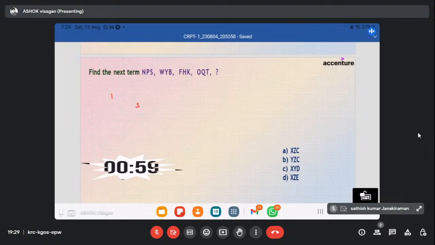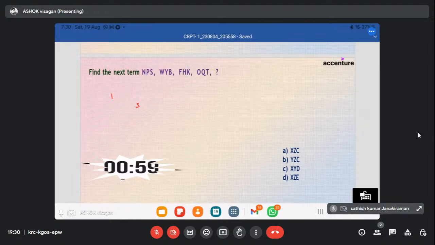If you see option B, X Y, is it continuous letters? It is not a correct answer. Option C, X, Y, continuous letters. It is also not the correct answer. Either you should have A or you should have D. The last letter you need to find out what you are getting, C or E.